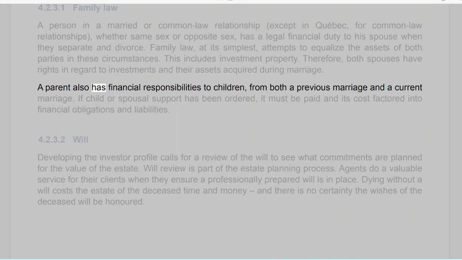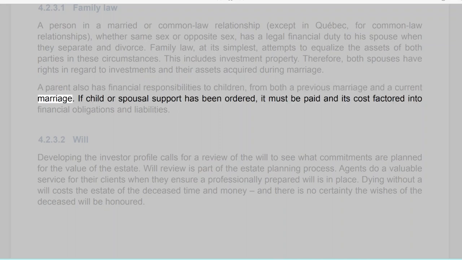A parent also has financial responsibilities to children, from both a previous marriage and a current marriage. If child or spousal support has been ordered, it must be paid and its cost factored into financial obligations and liabilities.